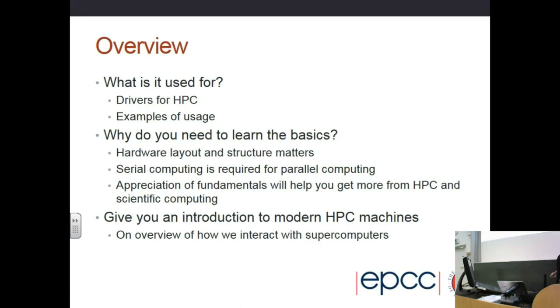A naive scientist might think, I don't really need to know how my computer is built, I just want to write software. It turns out that in the current state of high-performance computing and parallel computers, you do need to know a bit about how your computer is built, otherwise you won't be able to use it particularly efficiently. So we'll talk a bit about the hardware layout. The hardware layout and structure matters. If you appreciate the fundamentals, it allows you to get more from scientific computing. It will allow you to say, I've got this calculation to do, which of these three machines is going to be good for me? Is it even worth using high-performance computing? Is it even worth parallelizing my program?